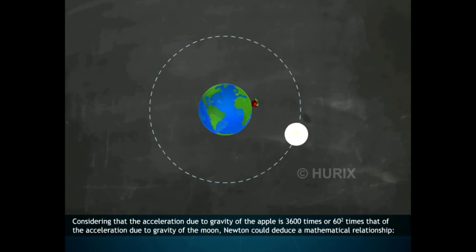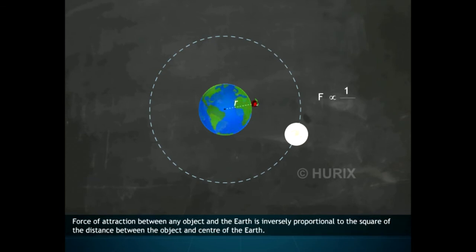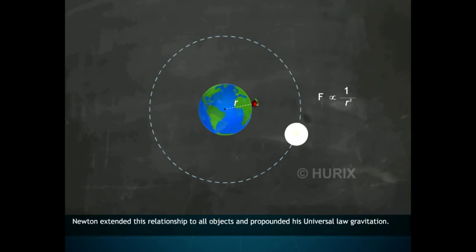Considering that the acceleration due to gravity of the apple is 3600 times, or 60 squared times, that of the acceleration due to gravity of the Moon, Newton could deduce a mathematical relationship. The force of attraction between any object and the Earth is inversely proportional to the square of the distance between the object and the center of the Earth. Newton extended this relationship to all objects and propounded his universal law of gravitation.